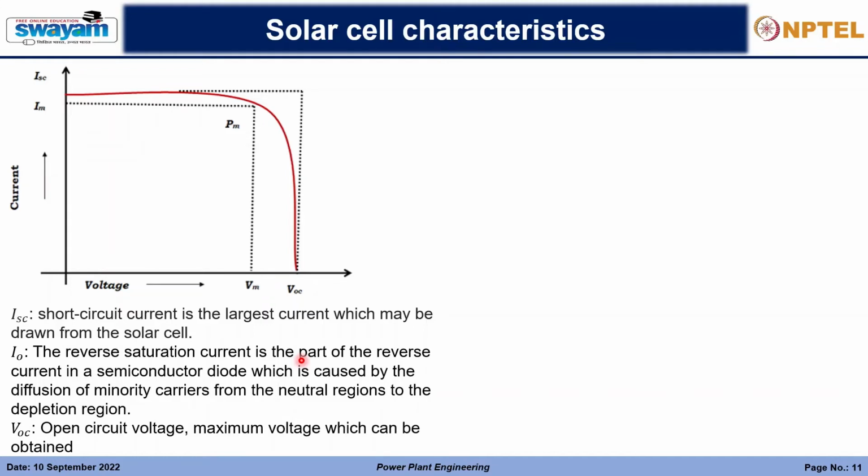So the characteristics means the particular chart between the current and the voltage. Okay, so this is how the solar cell characteristic looks like, and the value of Im can be positive or negative depending upon the... Is there any doubt?